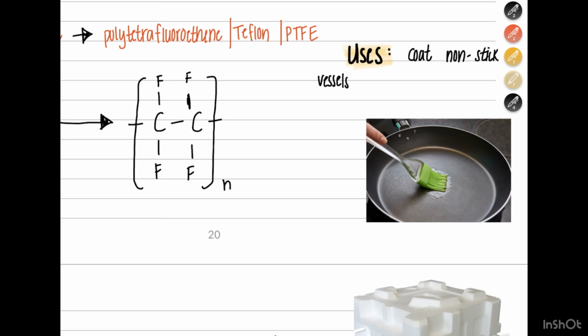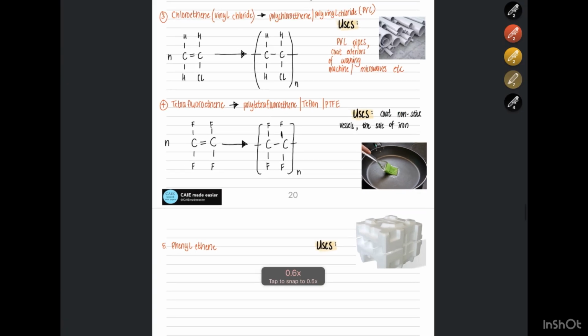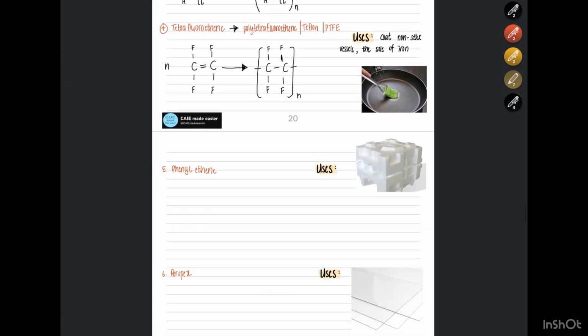Another use is the sole of an iron. It's also made up of Teflon. But the most common everyday use is to coat non-stick vessels. Now moving on, we have phenylethene.